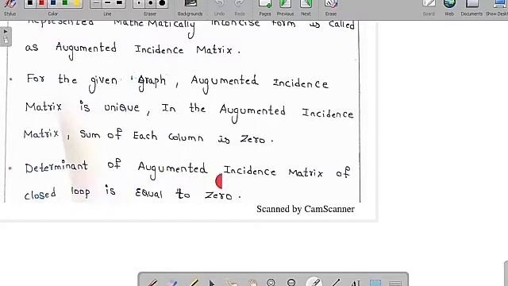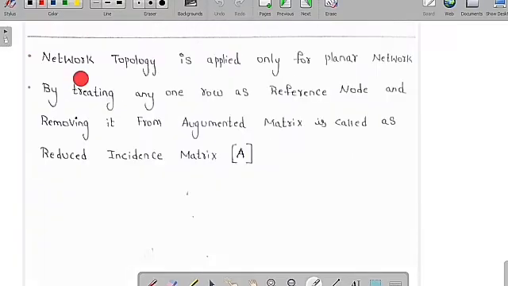The determinant of the augmented incidence matrix of the closed loop is equal to 0. So if you figure out the determinant of this augmented incidence matrix, then definitely you are going to get 0. Network topology is applied only for planar networks, but not for non-planar networks. Just as mesh analysis is applied only for planar networks but not for non-planar ones, network topology is applied only for planar networks.